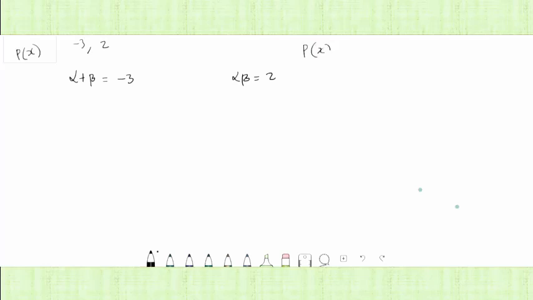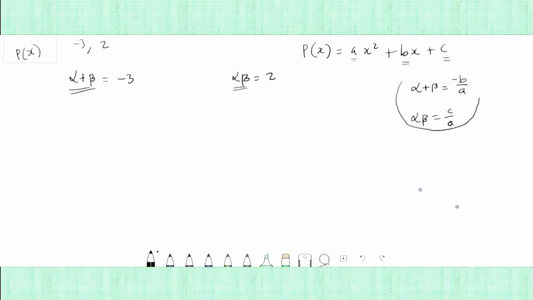To find the polynomial, we have the general form ax square plus bx plus c. So we want to get a, b, and c. What is given? Alpha plus beta and alpha beta are given. So you can use our relations: alpha plus beta is equal to minus b by a, and alpha beta is equal to c by a. So we can use these relations to find out a, b, and c.